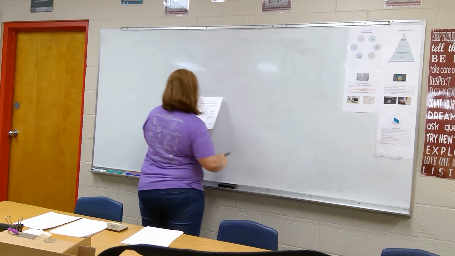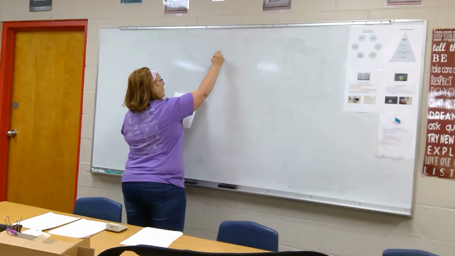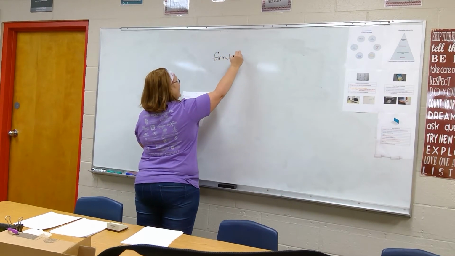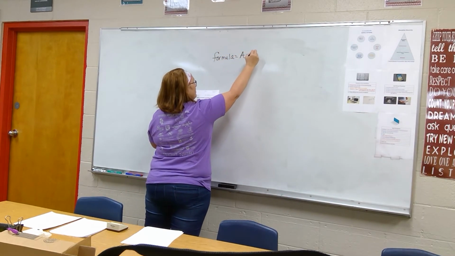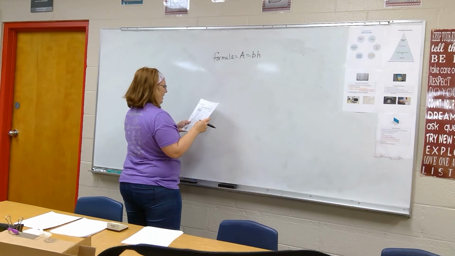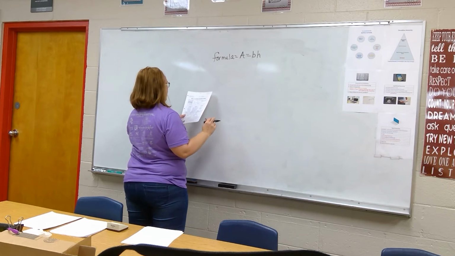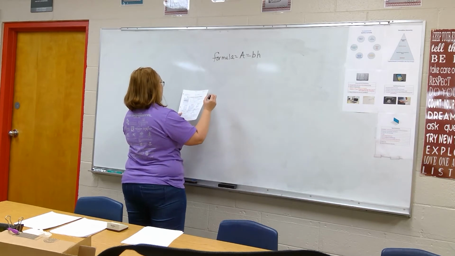So I have my first one. Formula. Every time you see where it wants you to write the word formula, you're writing the same thing every time. A equals B times H. Area equals base times height. Every single time. Right now, on all of them, you can write A equals B times H. Then it says plug in the values.